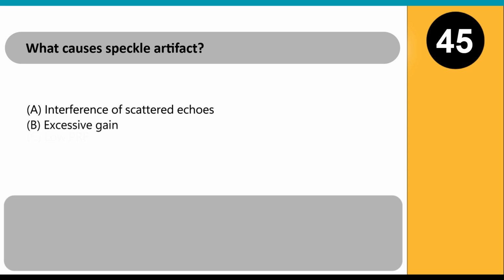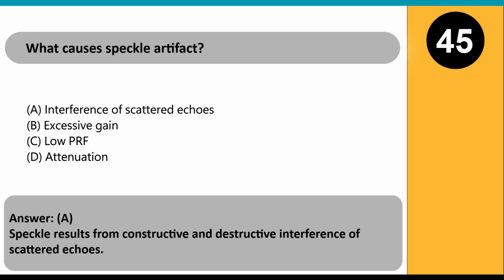What causes speckle artifact? A. Interference of scattered echoes. B. Excessive gain. C. Low PRF. D. Attenuation. Answer A. Speckle results from constructive and destructive interference of scattered echoes.